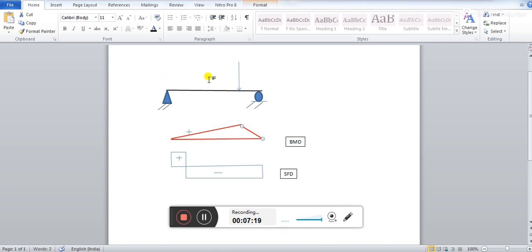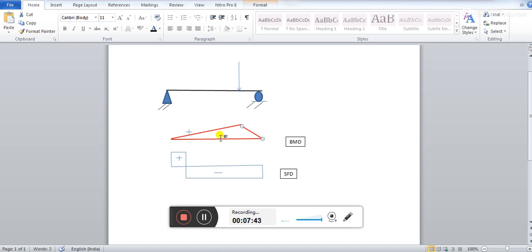So you see what is happening, but this plus sign will remain throughout this movement of the load over the beam. You notice that this bending moment diagram will always remain positive. Is it or not? Or will it become negative somewhere? It will always remain positive. So what actually is happening, you have observed?